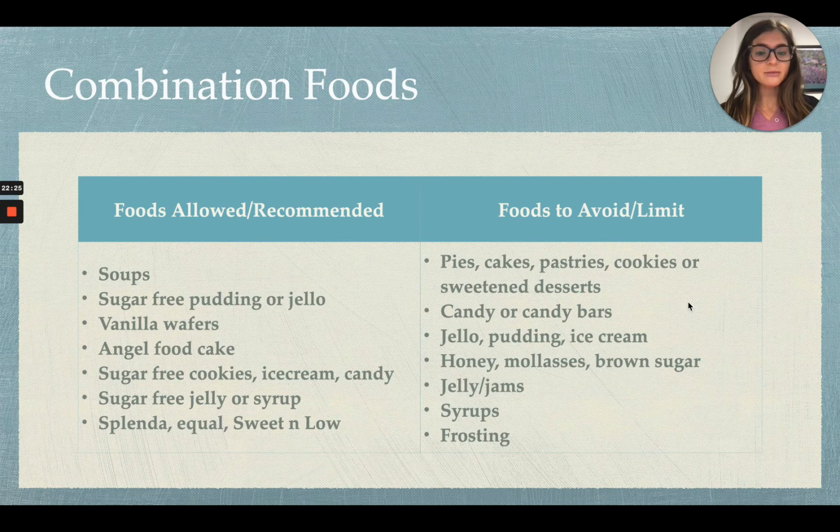Honey, molasses, and brown sugar as well would want to be limited or avoided, and then regular jams or jellies, and then frosting as well. So these are all sources of what I would consider your concentrated sweets that would want to be avoided for someone who is wanting to restrict those items.